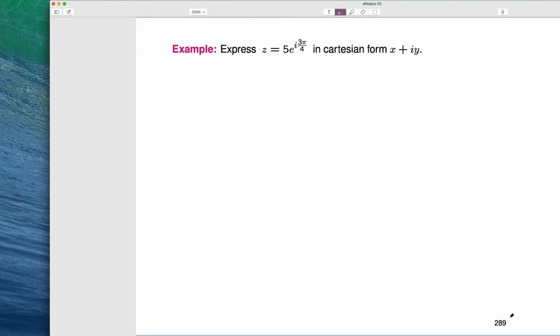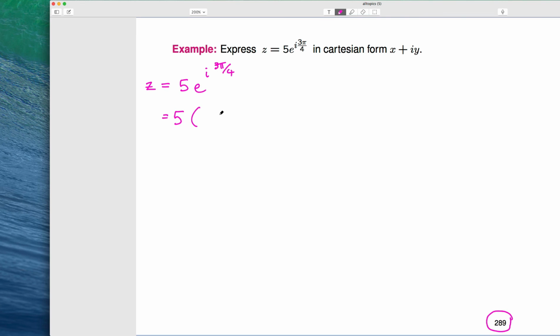So the last example I've got to fill in this section is on slide 289, and this one thinks about writing the complex number in Cartesian form when it's given to you in exponential polar form. So basically what we're trying to do is undo the process that we've just been talking about. So if z is 5e to the i 3 pi on 4, it's actually pretty easy to rewrite this in Cartesian form. So the 5 sits out the front, and I'm just going to expand what this means.